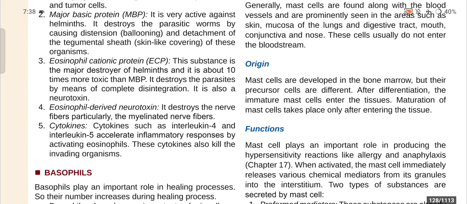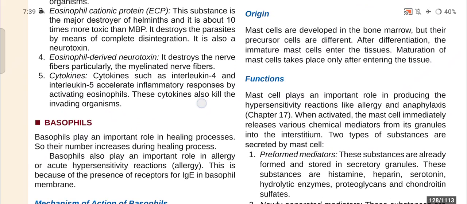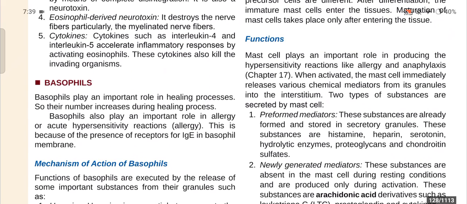Then the origin. Mast cells are developed in the bone marrow, but their precursor cells are different. After differentiation, the immature mast cells enter the tissue, and maturation of the mast cell takes place only after entering the tissue. Now, function. Mast cell plays an important role in producing hypersensitivity reactions like allergy and anaphylaxis.